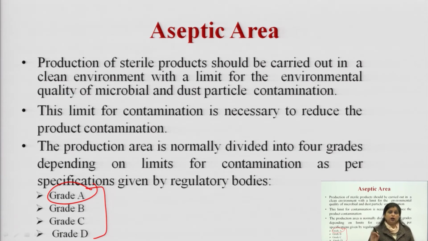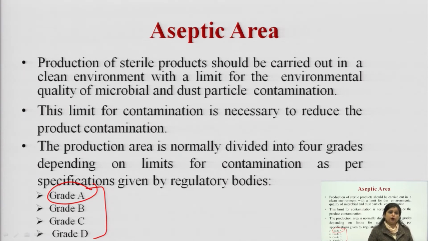Your whole parenteral section, as well as your microbiology lab, is also divided into these 4 grades, that is grade A, grade B, grade C and grade D. Grade D is the area which is highly contaminated, which will have a lot of microorganisms and a lot of dust particles within it.